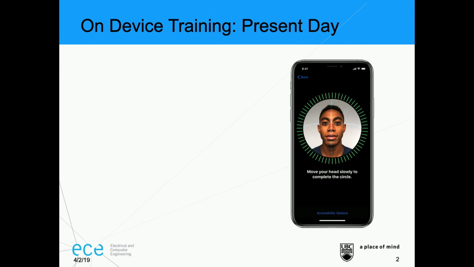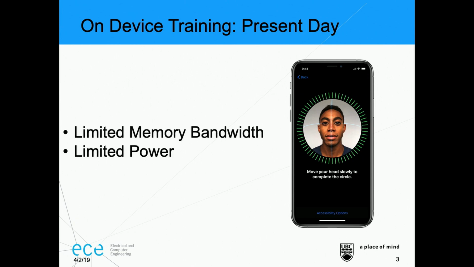You have to have really small hand-tuned models to be able to fit that model onto your device, be able to retrain it, save all your weights and activations, and update it. And one of the two major reasons for this is you have limited memory bandwidth and you have limited power, especially compared to a GPU that's used for training today.